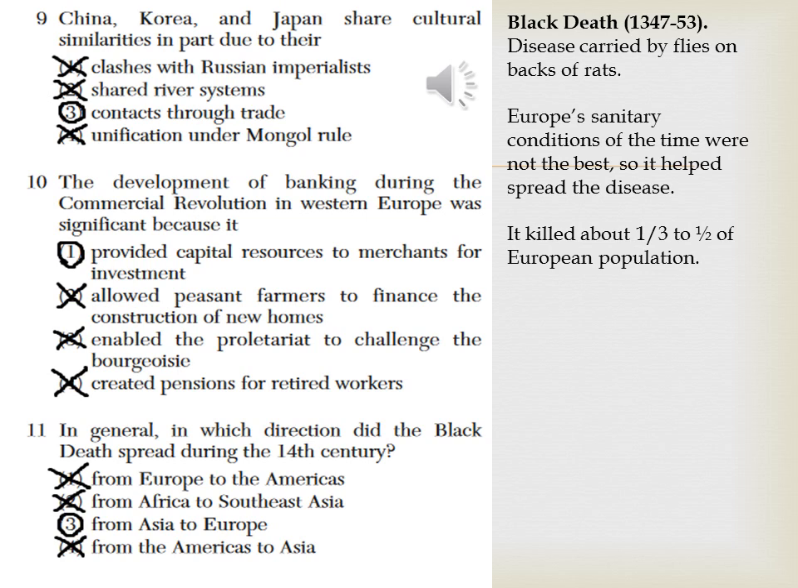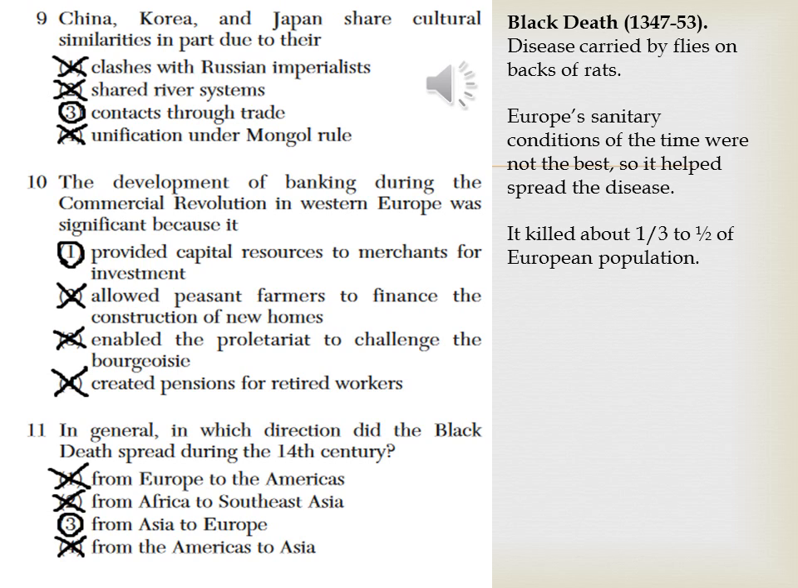Question number 10. The development of banking system during the commercial revolution in Western Europe was significant because it 1. Provided capital resources to merchants for investment, 2. Allowed peasant farmers to finance the construction of new homes, 3. Enabled the proletariat to challenge the bourgeoisie. First of all, when you say proletariat, you're talking about communism. And this is commercial revolution. You can eliminate this question right away. That's a good one. So, is it 4? Created pensions for retired workers.